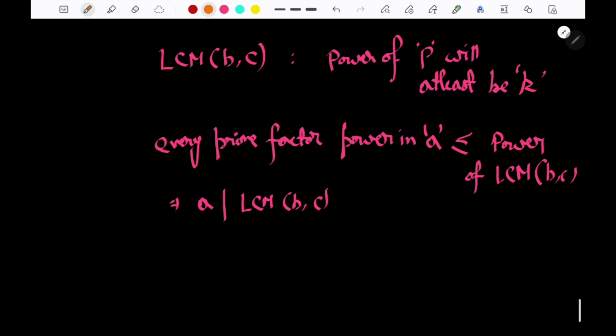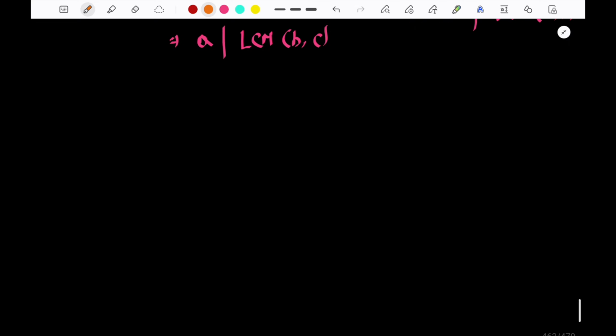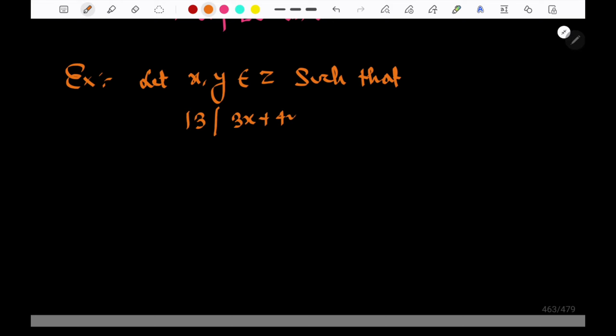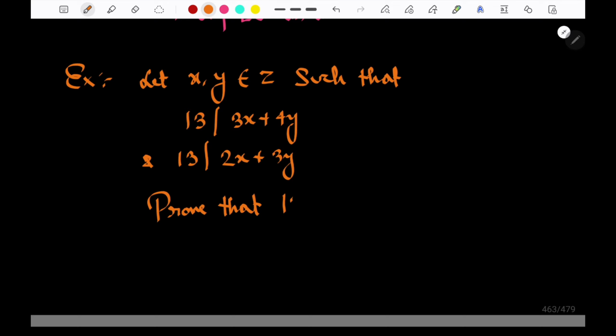Okay, but what is the use of this? Amazing use. Let's say one example. Let x, y belong to integers such that 13 divides 3x plus 4y and 13 divides 2x plus 3y. Now what we are required to prove is a simple question, but we need to understand why this property is important. Prove that 13 divides x and 13 divides y.